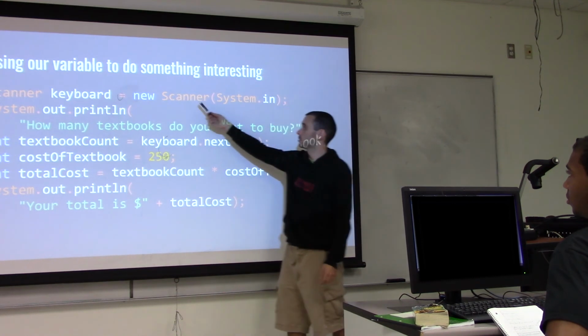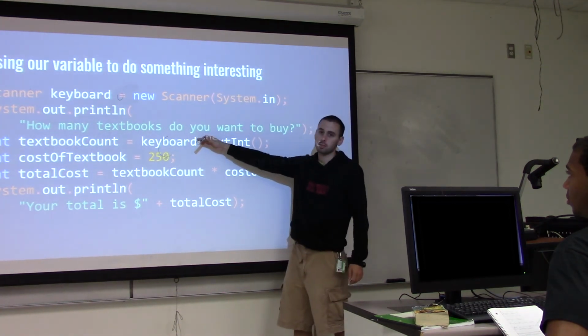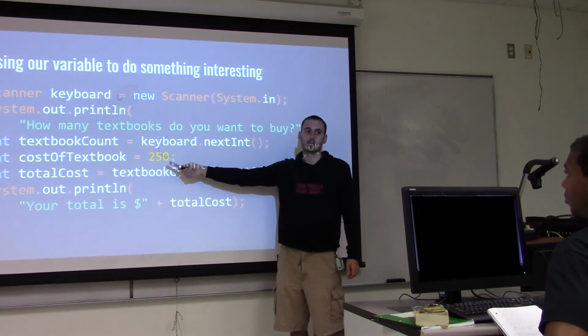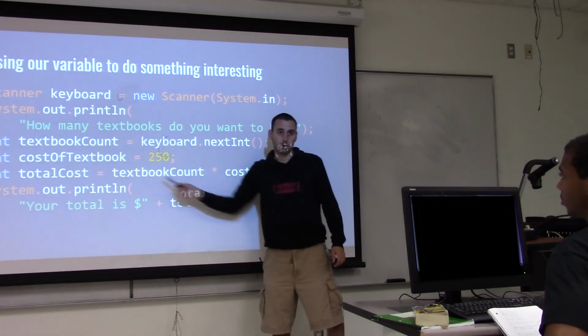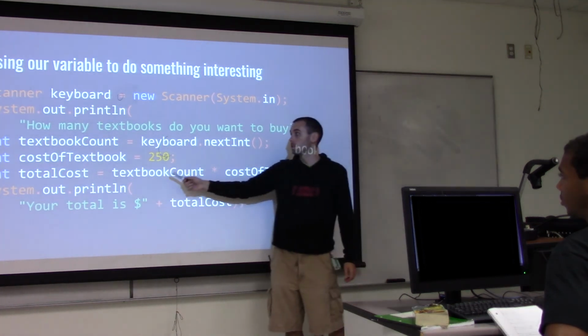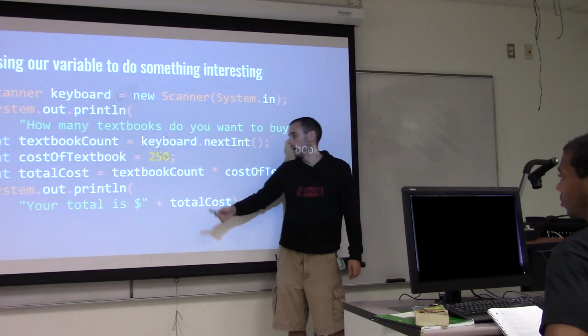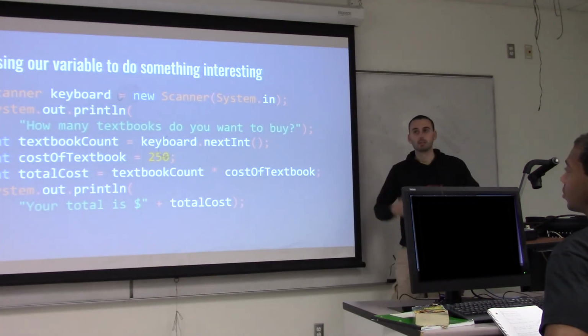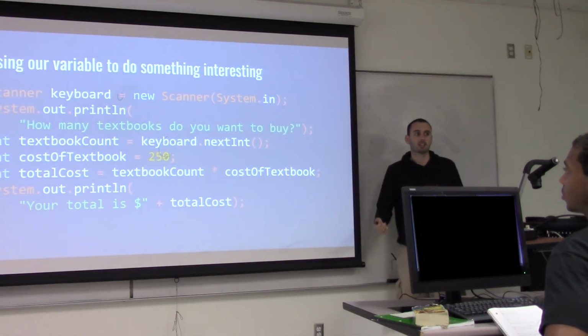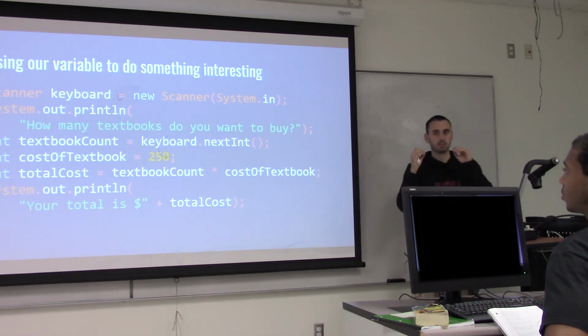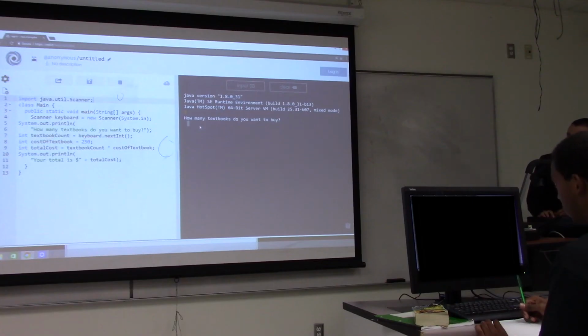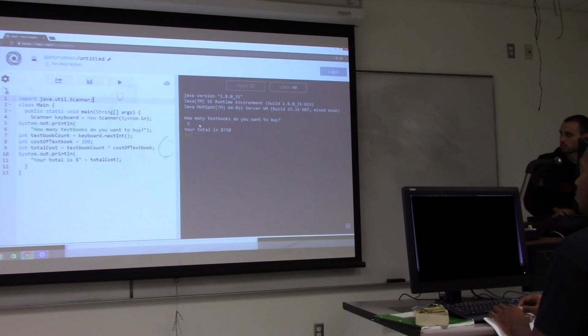We have keyboard equals new Scanner, so we have the same thing we had on the previous slide. We're still putting the cost of the textbook straight into our program. Then we are calculating the total cost using the cost of the textbook and the textbook count that the user entered, and then we're printing out what the user's total is. So now we have a program that actually kind of does something. It's like a really rudimentary cash register. So how many textbooks do we want to buy? 3 textbooks. Your total is $750.